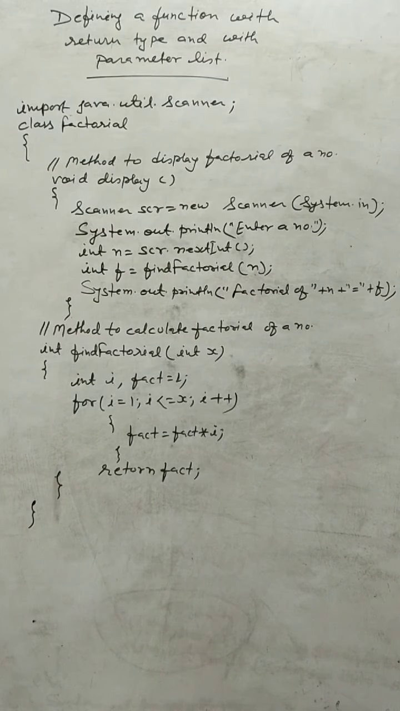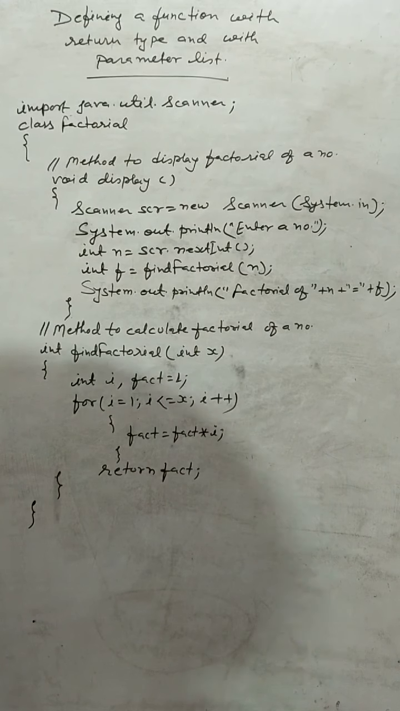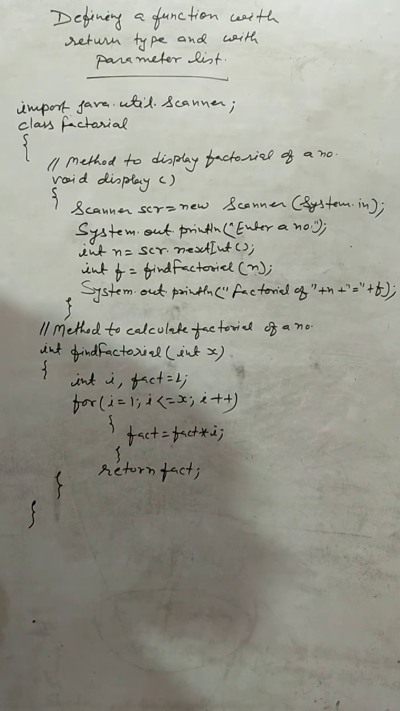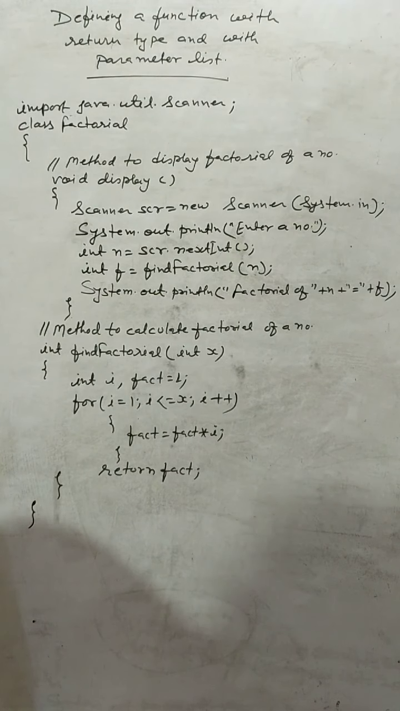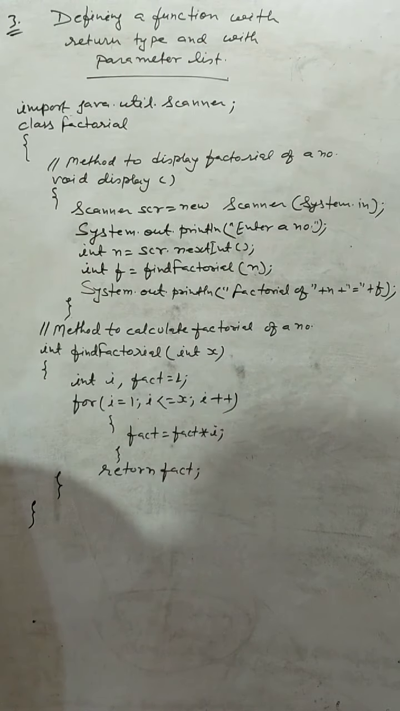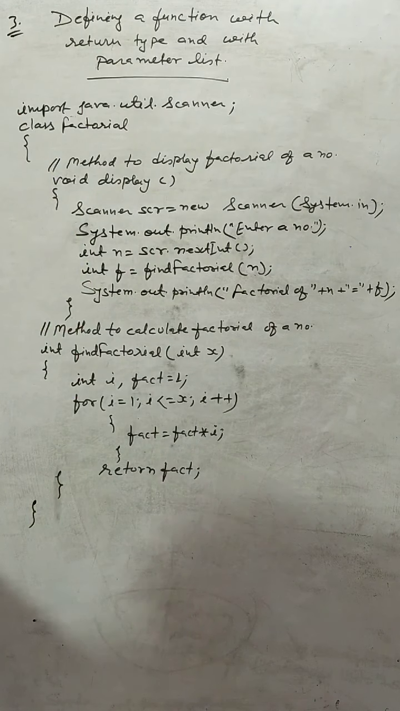Hello student. In the last two videos I have explained methods and different ways of defining a method. So this is the third type, in which we will explain defining a method with return type and parameter list. Define a method with return type and parameter list, and we will deal with the same question: write a program to input a number and display its factorial.